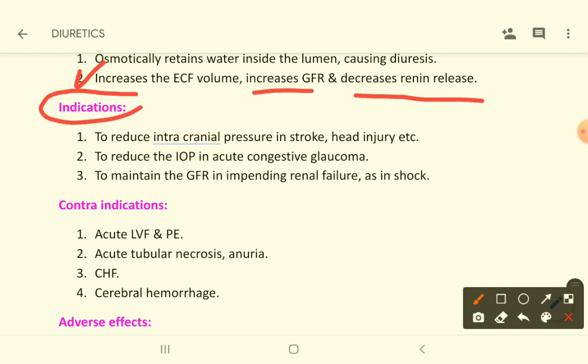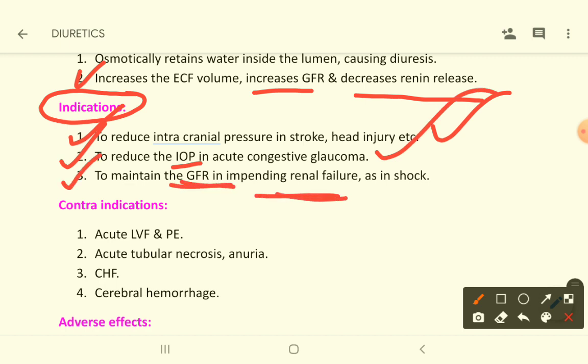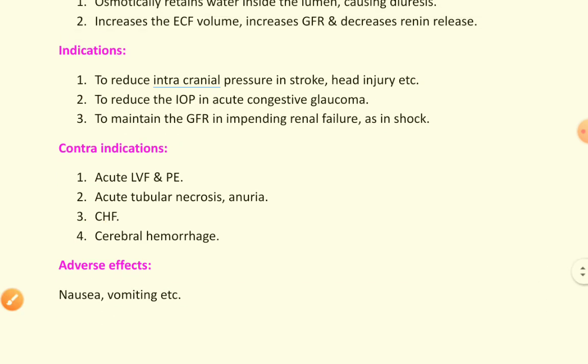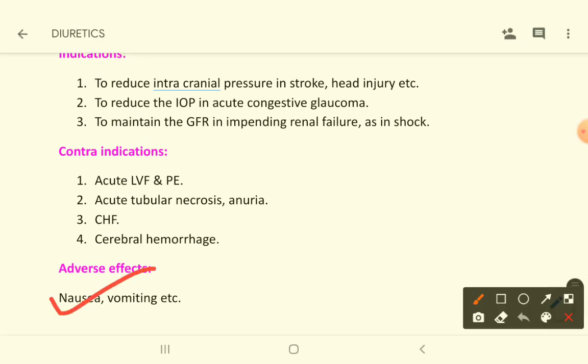What are their indications? To reduce intracranial pressure in stroke, head injury, etc. To reduce intraocular pressure in acute congestive glaucoma. To maintain the GFR in impending renal failure, as in shock. Okay, and their contraindications: acute left ventricular failure and pulmonary edema, and then acute tubular necrosis, anuria, congestive heart failure, cerebral hemorrhage, etc. and their adverse effects like nausea and vomiting, etc.